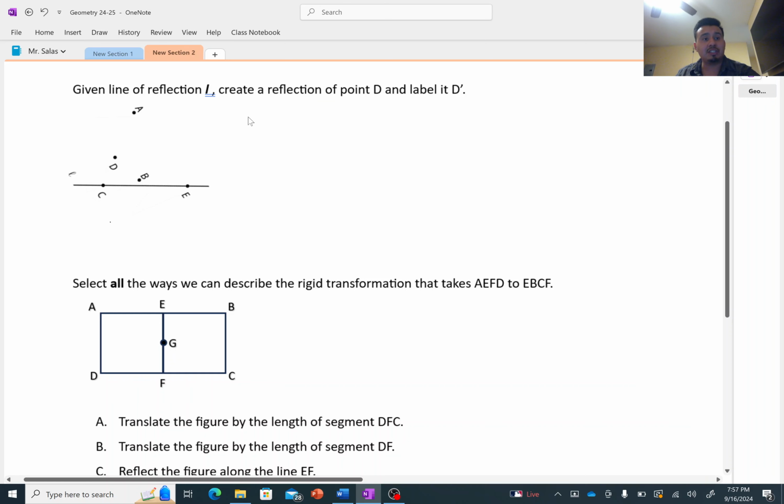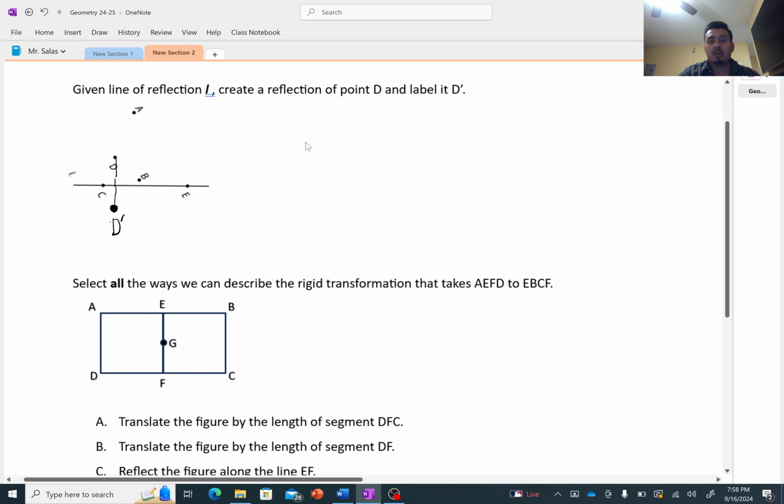I know for a reflection to be a reflection, it has to be at an equal distance, meaning the same distance from the line of reflection. So let's see that my point D is about that many steps away. So my new point D is going to be around there. And like I said, I'm going to label this point D prime. And ta-da, that is it for my first problem.